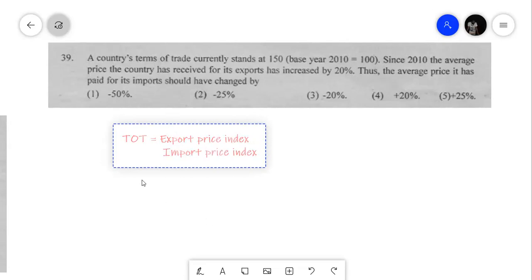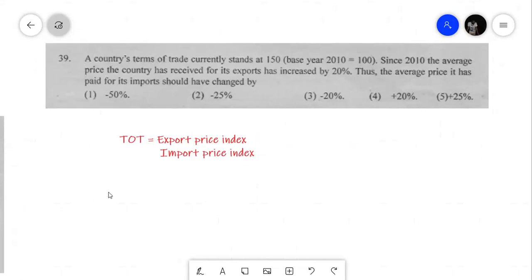Okay, so here they are saying the terms of trade currently is 150. Since 2010, the average price the country has received for its exports has increased by 20%. So is the export price index 20? Yes or no? The average price it receives for its exports has increased by 20%. Export price index 20, yes or no? No, right? It has increased by 20%.